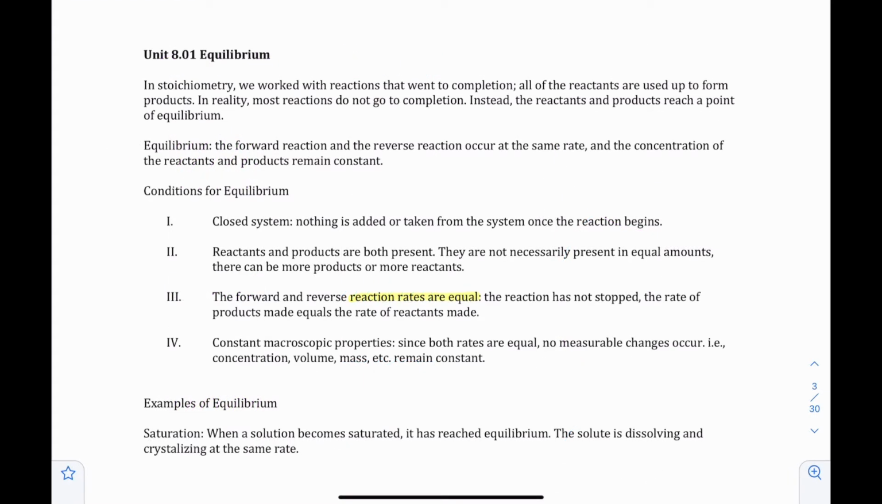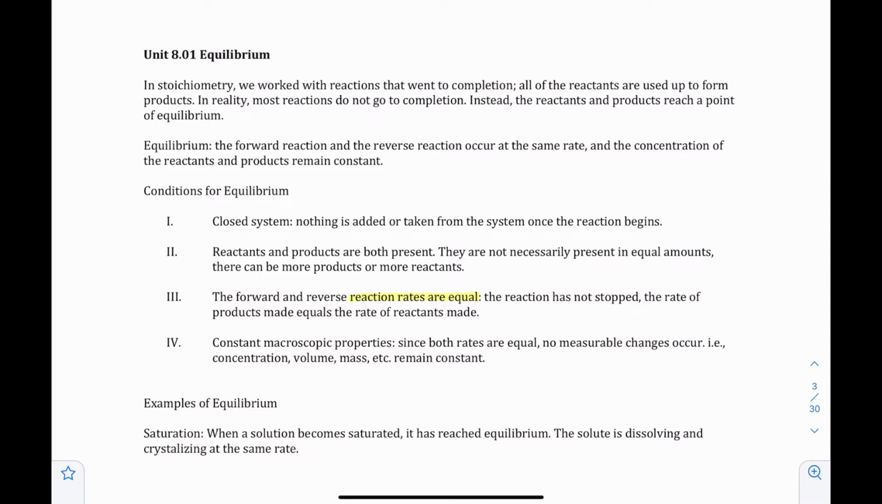So I'm going to go over 4 conditions for equilibrium. The first condition is that it has to be a closed system, so nothing's added to or taken away from the system once the reaction begins. The second condition is that both reactants and products must be present, but they're not necessarily present in the same amounts. The third condition is that the forward and reverse reaction rates are equal, so the rate that the reactants are converted into products is equal to the rate that the products are converted into reactants.